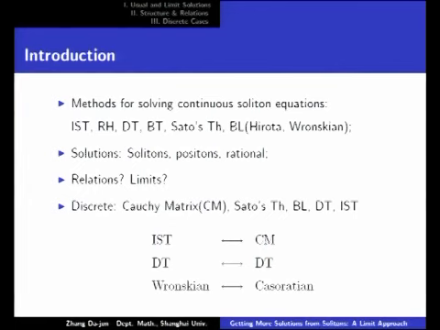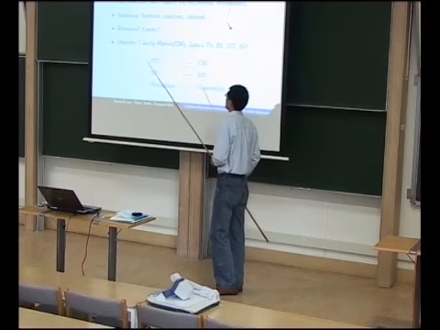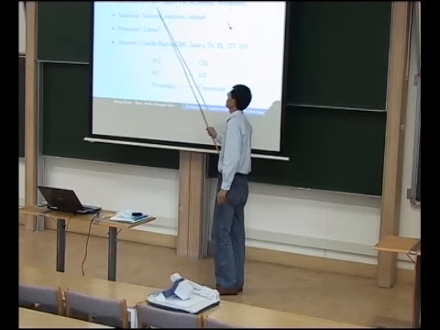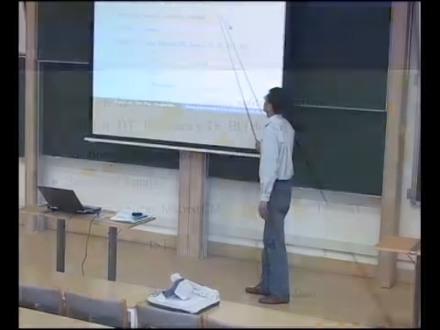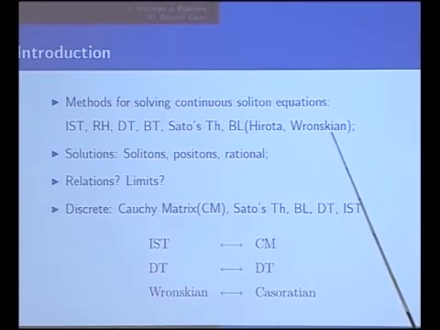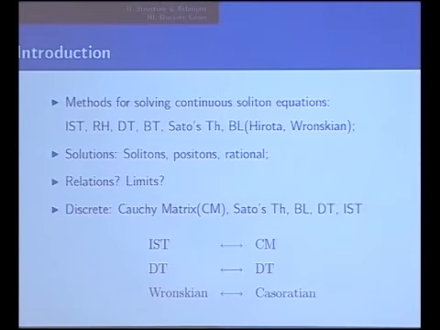In continuous case, we have several methods for finding solutions, and all these methods are well developed, such as inverse scattering transform, Riemann-Hilbert method, Darboux transformation, Backlund transformation, Sato theory, and bilinear method, including Hirota's method and the Wronski approach.